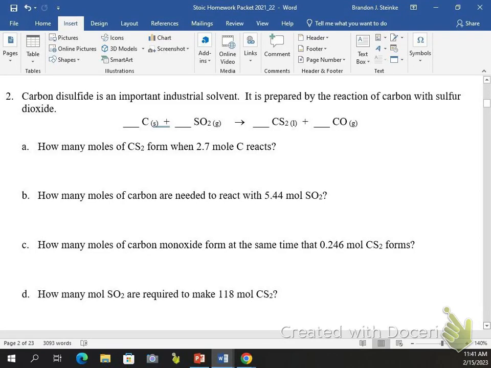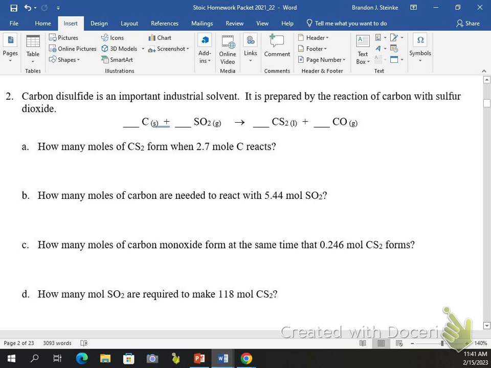It is prepared by the reaction of carbon with sulfur dioxide, right? And let me erase this so you can see it. There we go. And then they give us an equation. Well, we don't know if we need to do anything with that just yet, right? So I go to letter A. It says how many moles of CS2 form when 2.7 moles of carbon C react.